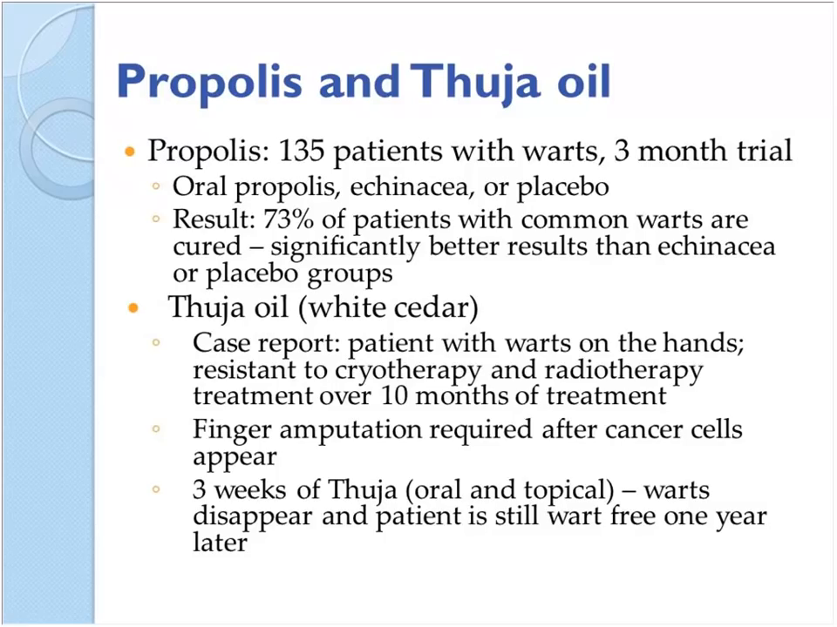This poor person underwent 10 months of treatment, ended up with warts that started to become cancerous because he had so many on his finger, and ended up having to have his finger amputated because of these cancerous cells appearing. Then, because of reading up on different additional interventions, this person was put on 3 weeks of oral and topical thuya, and the warts completely disappeared, and 1 year later, the patient was still completely wart-free.